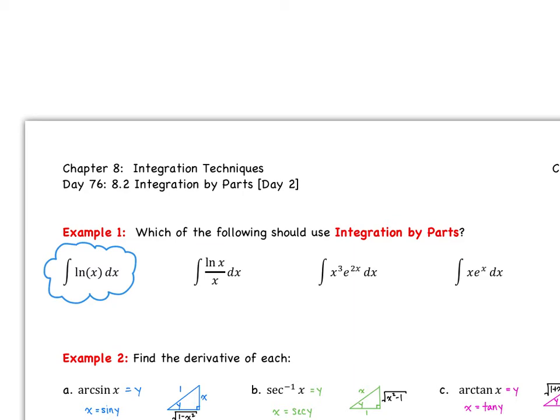This third one, the integral of x cubed times e to the 2x, yes, we will need parts for that guy, and we will also need parts for this last one. So how'd you do on those? Were you able to determine when to use parts or not?